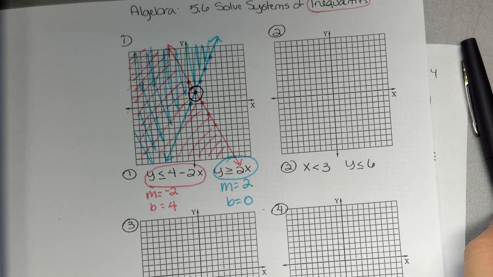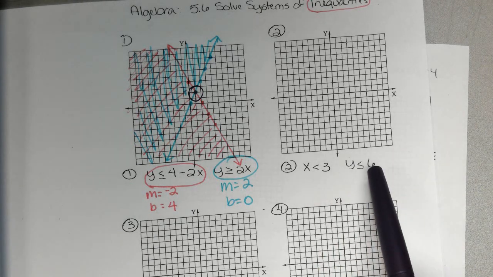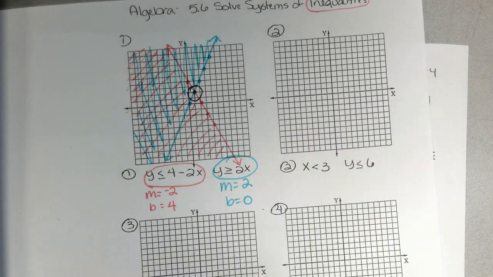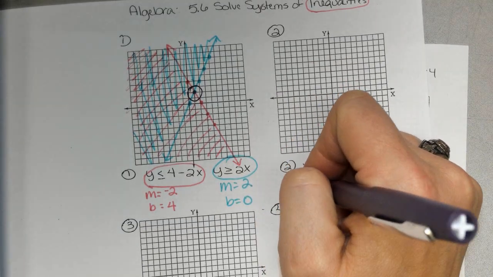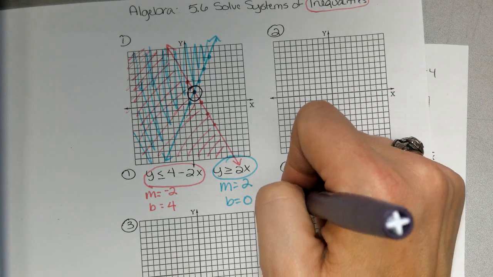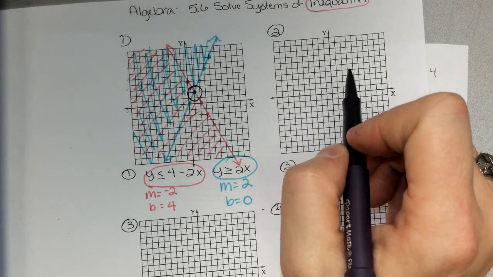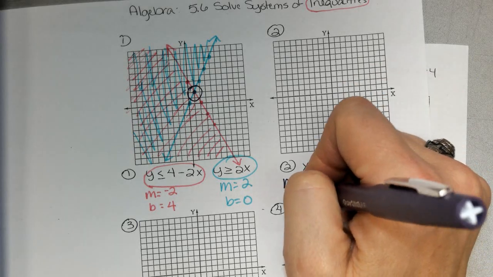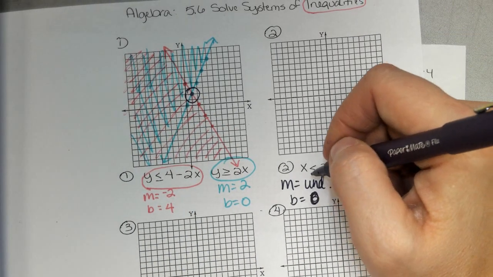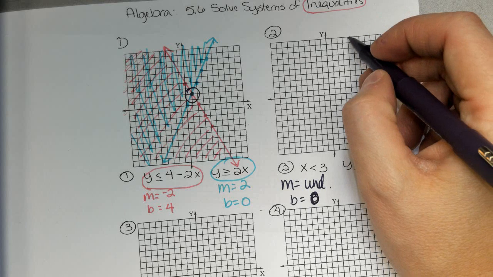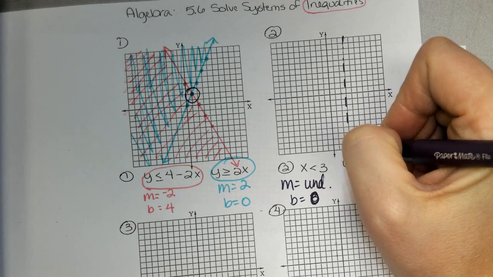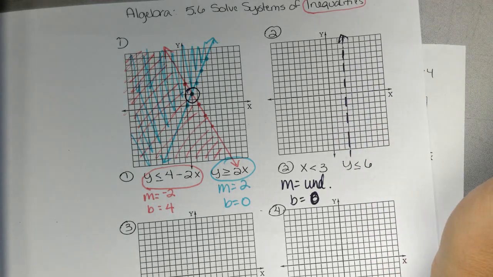Alright, look at number 2. These are going to be a horizontal and a vertical line. On this one, x is less than 3. Your m is undefined, and your b is 0, because it doesn't cross the y-axis. Let's draw that. It's just less than, with no equal to sign, so it's a vertical undefined line at 3: 1, 2, 3. And it's dotted, not solid.